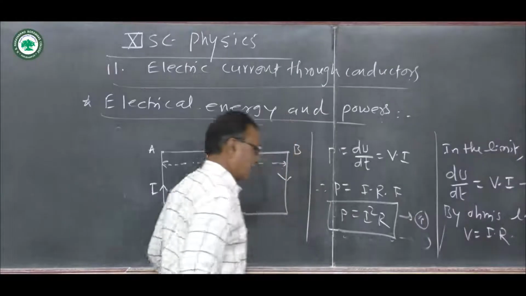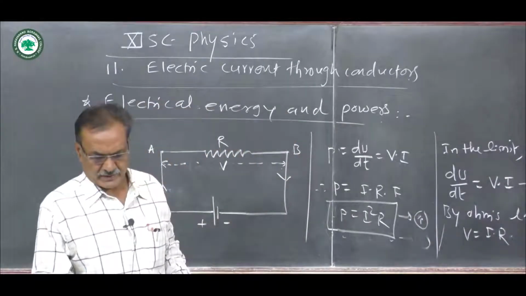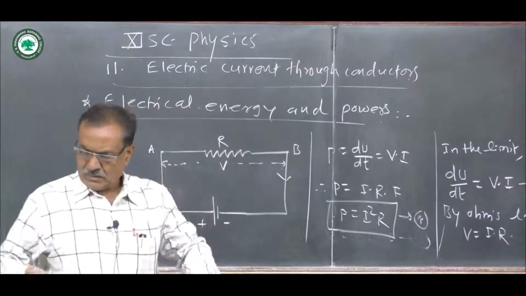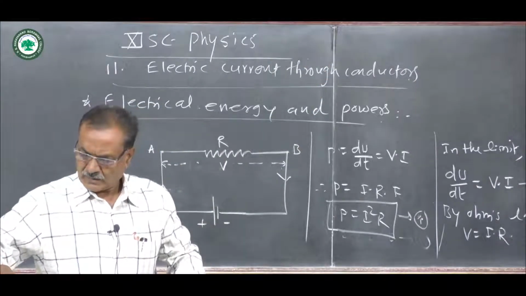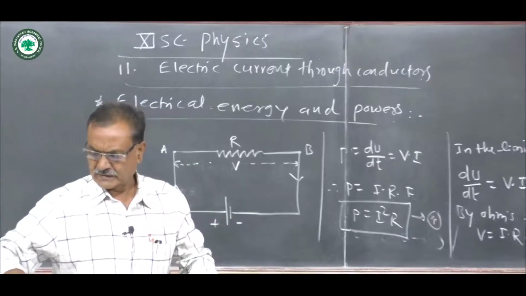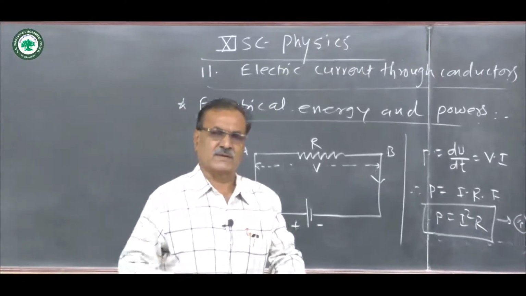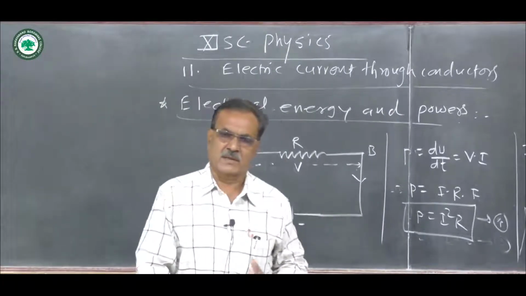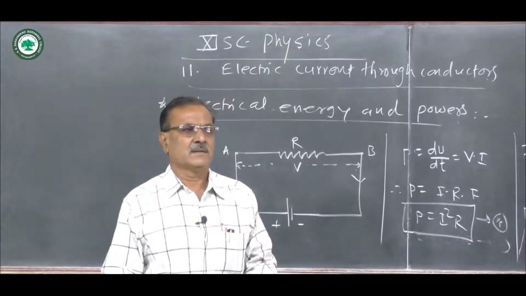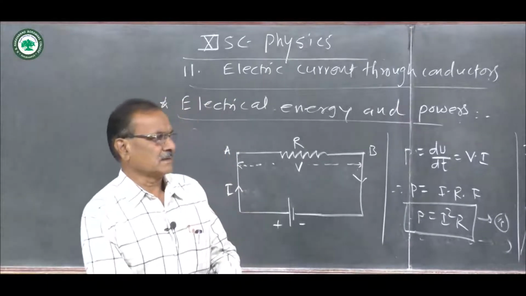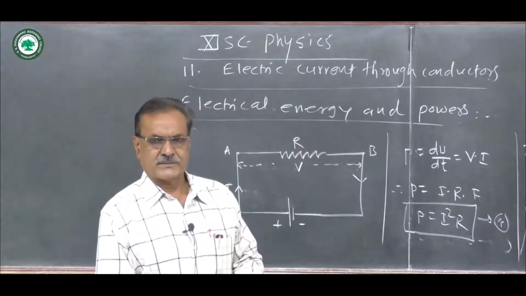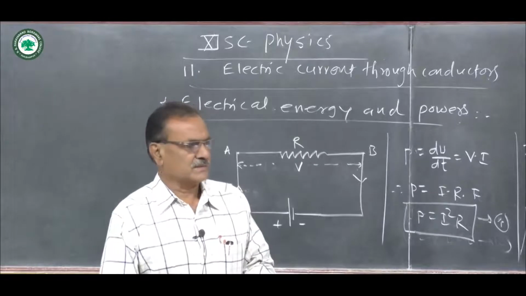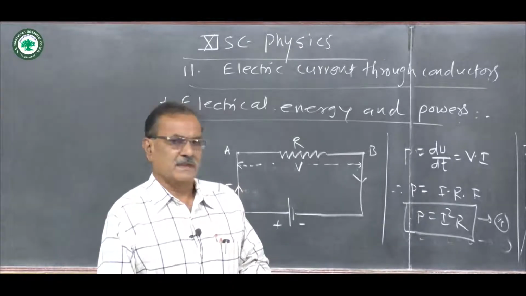Now this is the relation of power, P equal I square R. When an electric current is flowing through the conductor, that means through the resistor, the resistor offers resistance and opposes the flow of current, and due to this the work is produced here.